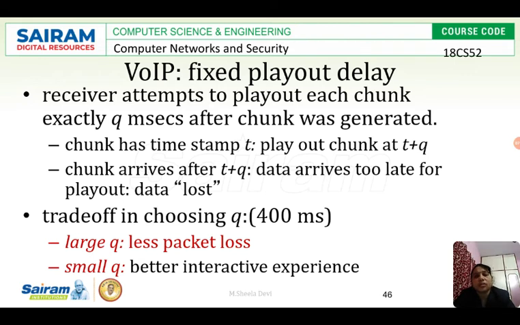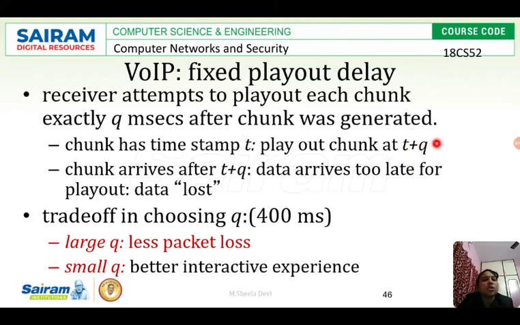For simplicity we'll go with 5 minutes. So the playout delay is now 5 minutes. So from 5 o'clock I have to start my playout delay. So the chunk has the timestamp t. The timestamp is nothing but 5 o'clock. It has been generated at the sender at 5 o'clock, and the playout of the chunk is at t plus q.